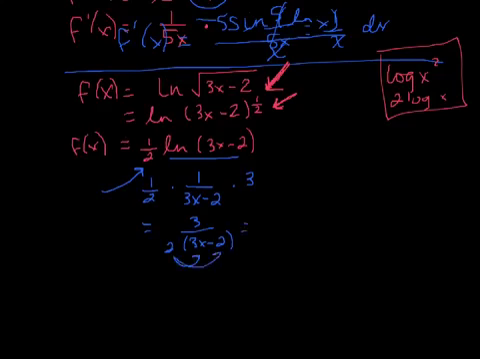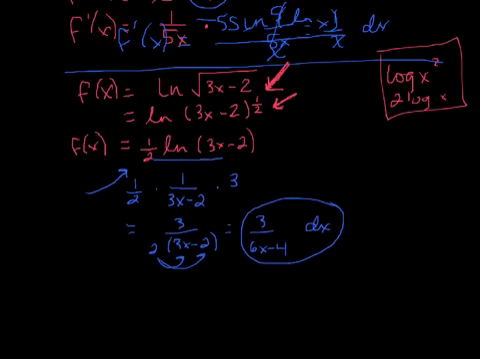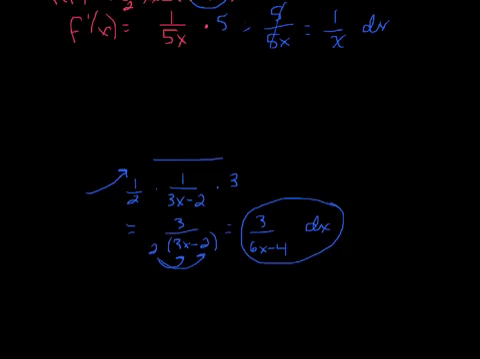Distribute that 2, 3 over 6x minus 4. That's your derivative. And I'm going to put a little dx. So that's kind of interesting. It's different. All right, let me try one more example for you before I let this video go.